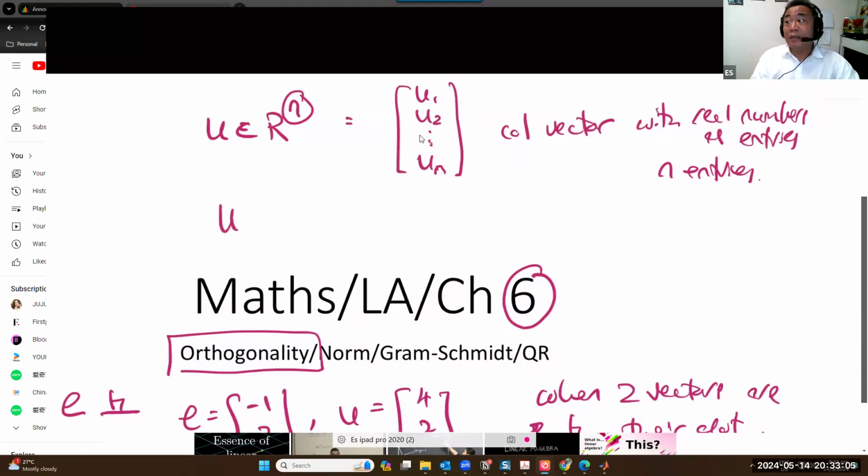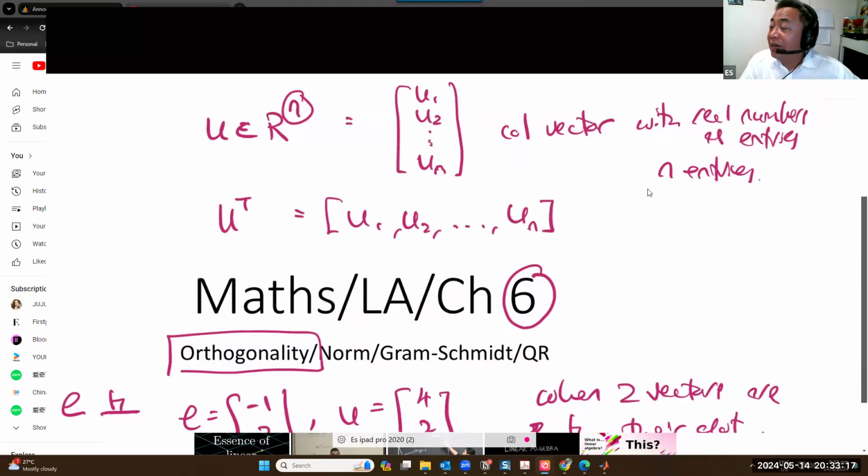So when do we write it as a row vector? When we say u transpose, then suddenly it becomes u1, u2, until un. Okay, so that's the idea. Donald, have I answered your question on column and row?